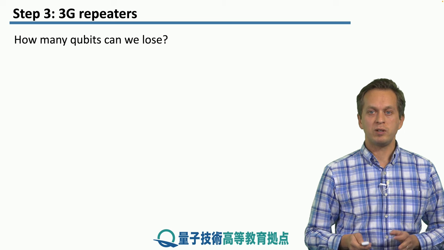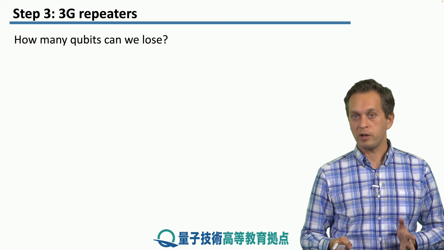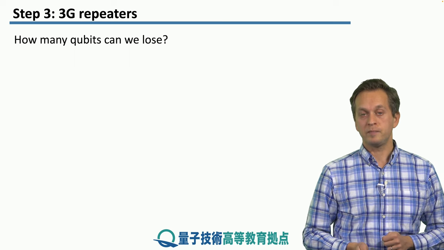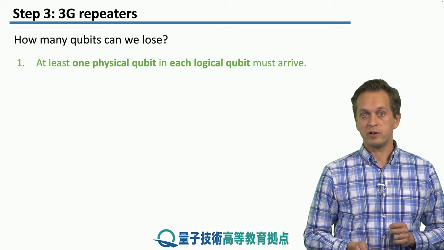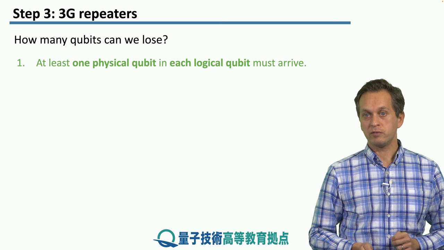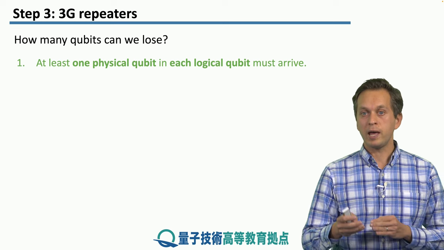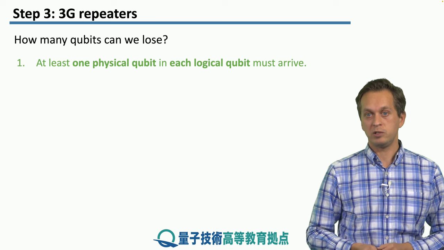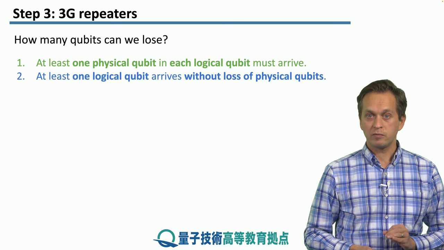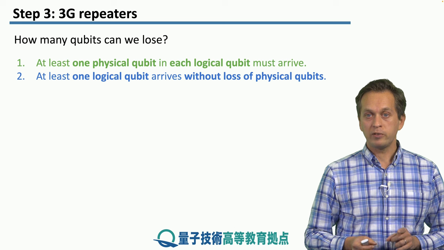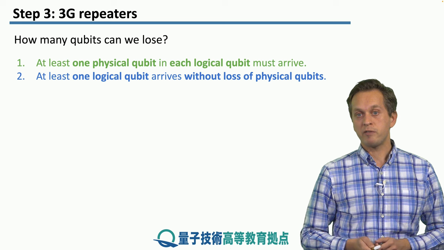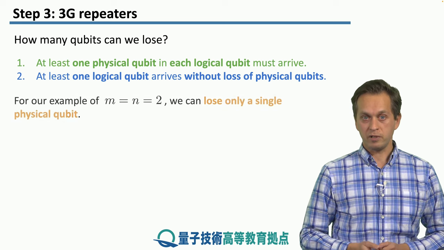So how many qubits are we allowed to lose? Before we saw that a loss of one qubit was not really a problem. There are two rules that tell us how many qubits we can actually lose. The first one is that at least one physical qubit in each logical qubit must arrive. That means along the way we cannot lose all m physical qubits comprising one logical qubit. And the second rule is that for at least one logical qubit, all of the physical qubits must arrive as well. If these two conditions are satisfied, then our recovery succeeds. If not, then our recovery fails.